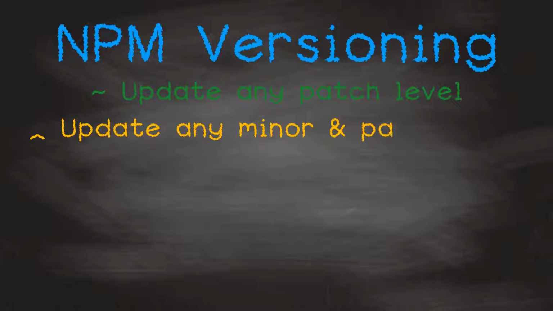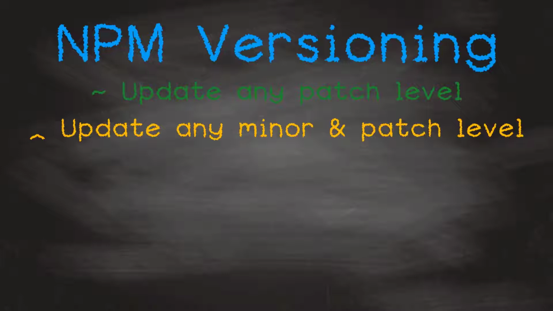In front of each version in the package.json file is a special character. This special character tells NPM when to update your packages. The first one is the tilde character. It means your project will accept any patch level updates. The second one is the up arrow. Minor updates and any patch level updates are allowed in your project.